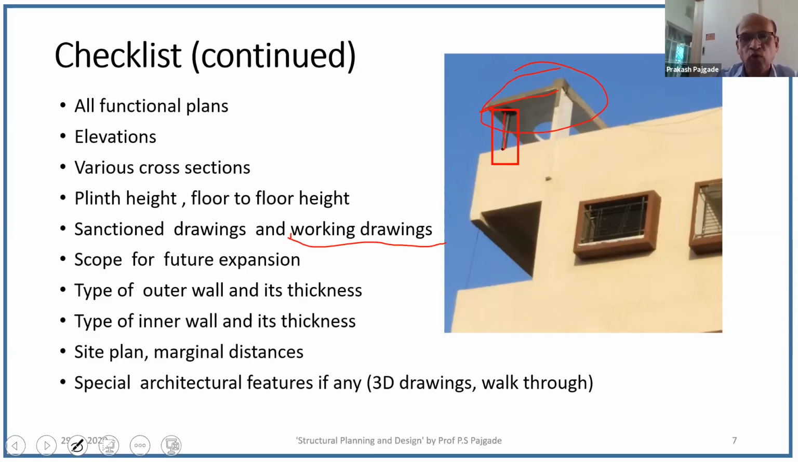So we must insist to the architect and owner that architectural drawings, 3D drawings and a walkthrough must be prepared at the initial stage only, so that we can take into account all features, and accordingly provision for structural design can be made in the initial stages only. Otherwise, it might be dangerous.